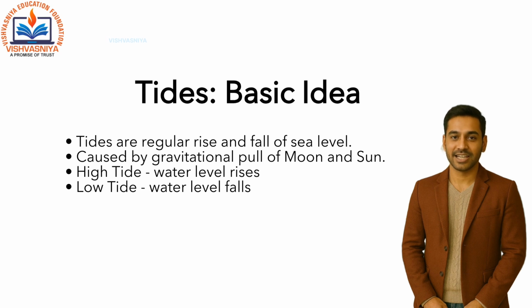Tides are the regular rise and fall of sea levels that we notice at the shorelines. They are caused mainly by the gravitational pull of the moon and, to a lesser extent, the sun. When the water level goes up and covers more of the beach, we call it a high tide. When the water level falls and the shore is more exposed, we call it a low tide.